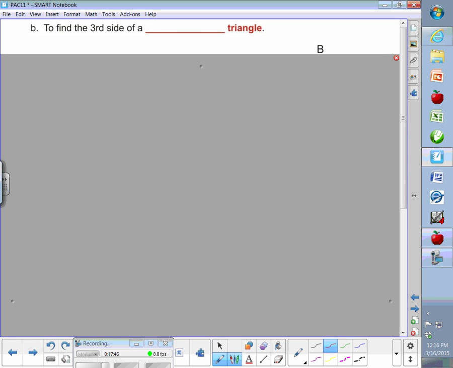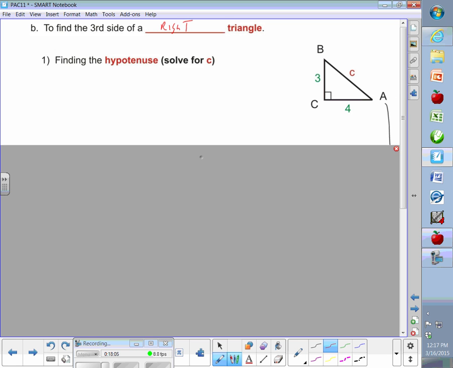All right. Okay, so what's one way of using the Pythagorean theorem? Determine if it's a right triangle. The other way is to find the third side of a right triangle. Now for this one, it's got to be a right triangle. Find the third side of a right triangle. You know two of them. You need the third. So here's our example.